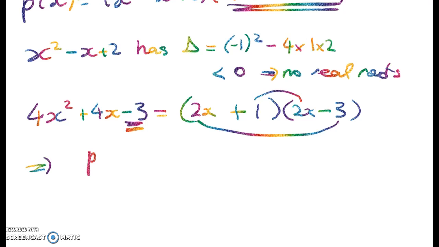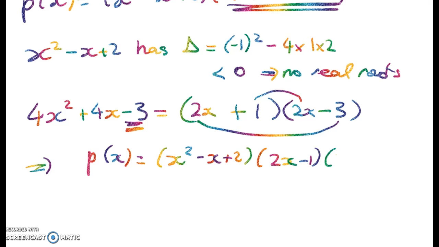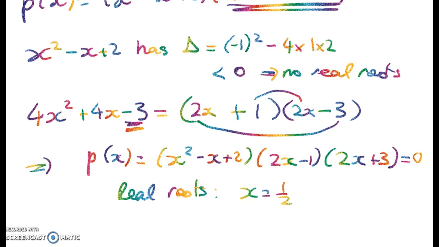Well, we've got p of x, fully factorised, is equal to x squared minus x plus 2 times 2x minus 1 times 2x plus 3. Now notice we were asked for the real roots, not all 4 of the roots. So the real roots are x equals 1/2 and x equals negative 3 over 2.